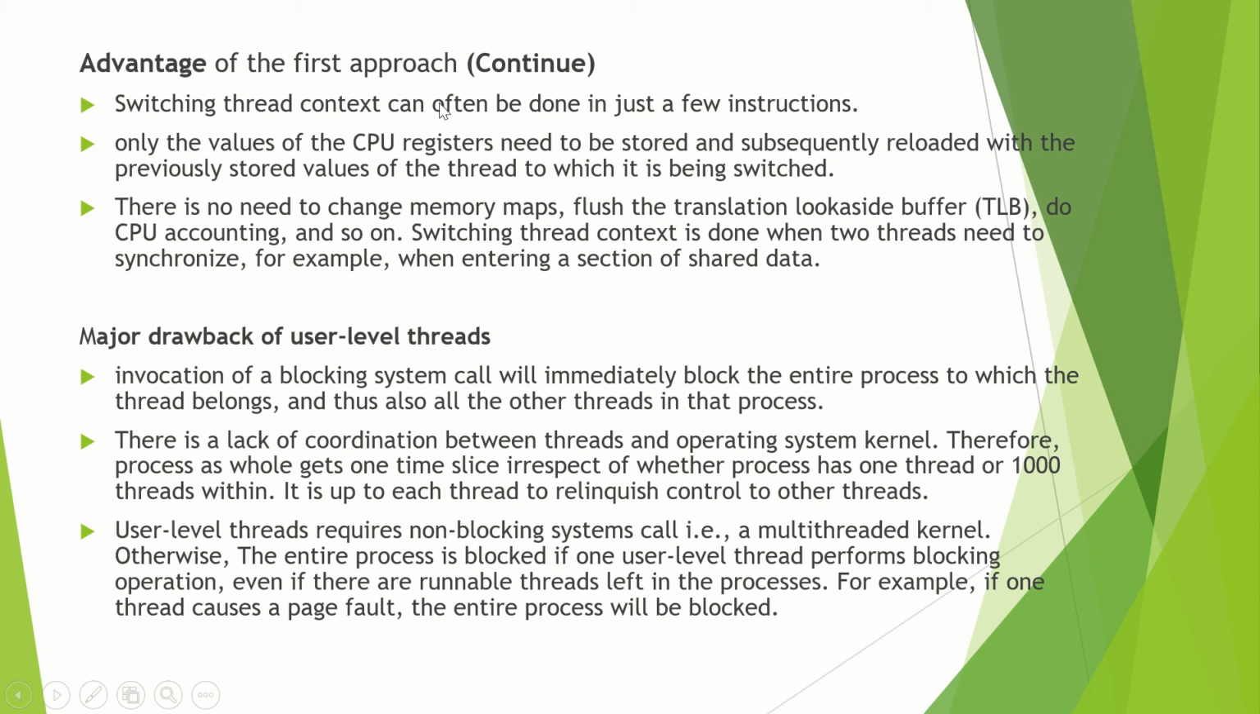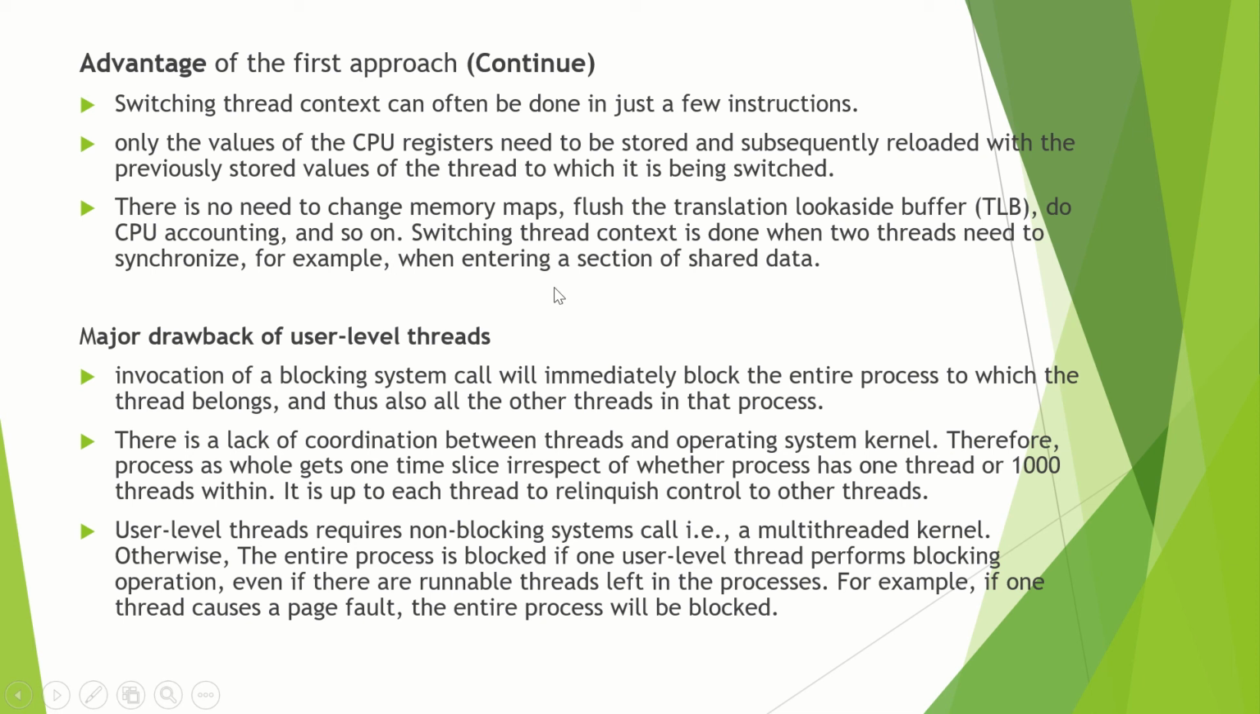This is all the memory management. There is no need to change memory maps, flush the translation look-aside buffer, TLB, do CPU caching, and so on. Switching thread context is done when two threads need to synchronize, for example, when entering a section of shared data. So this is all the advantages of the user level thread.